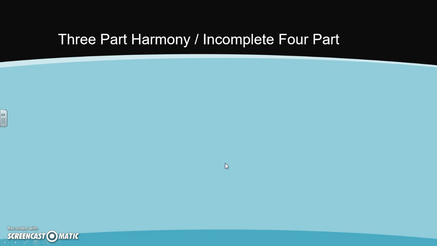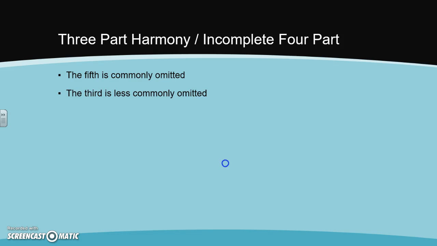All right, so let's talk about 3 parts or incomplete 4-part. Whenever we're writing in 3 parts, or if we want to omit a chord member, we're usually going to omit the 5th of the chord. Now, sometimes you'll see this with the 3rd omitted. This is less common. Remember, the 3rd is the leading tone, and we really want that leading tone to function. Obviously, we don't want to omit the root, and we really cannot omit the 7th because then it would just be a dominant chord.